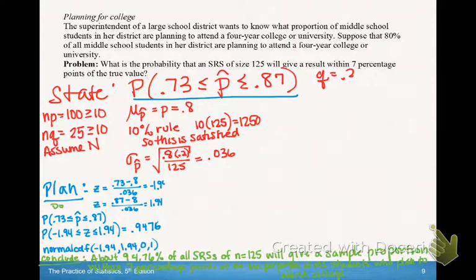Okay, so hopefully you can follow along with that and see that we're doing that four-step process. You have to state everything out. You want to show everything. Notice we checked the 10% rule. We checked to see if we can use the normal approximation for all of this.